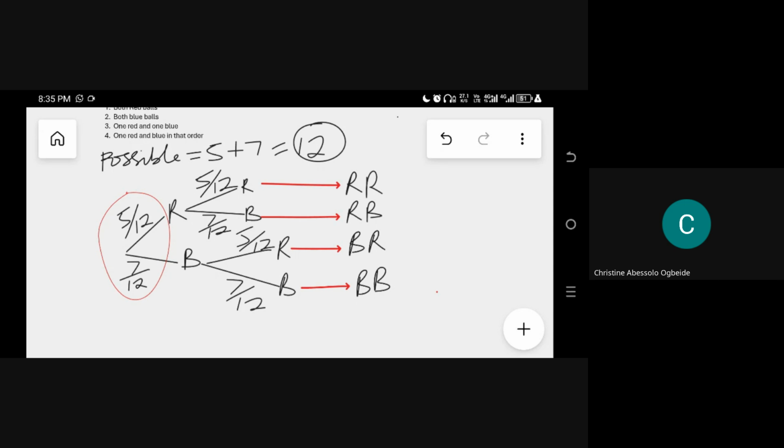So meaning the total of 12 still remained before picking the second ball. So that's how we got picking red the second time with 5 over 12. Then if it was red you picked the first time, picking blue is 7 over 12. If it was blue you picked the first time, picking a red is 5/12. If it was blue you picked the first time, picking a blue again is 7/12.